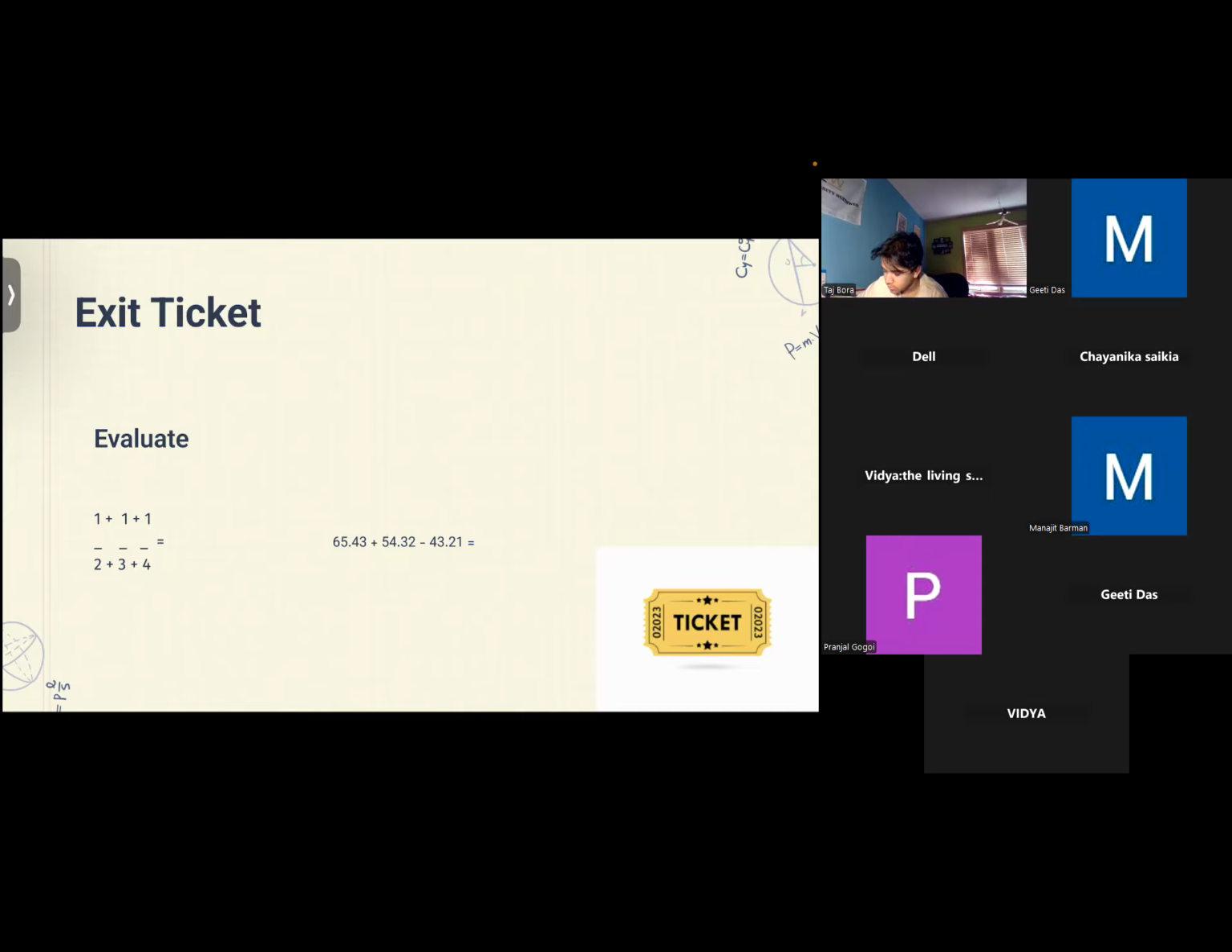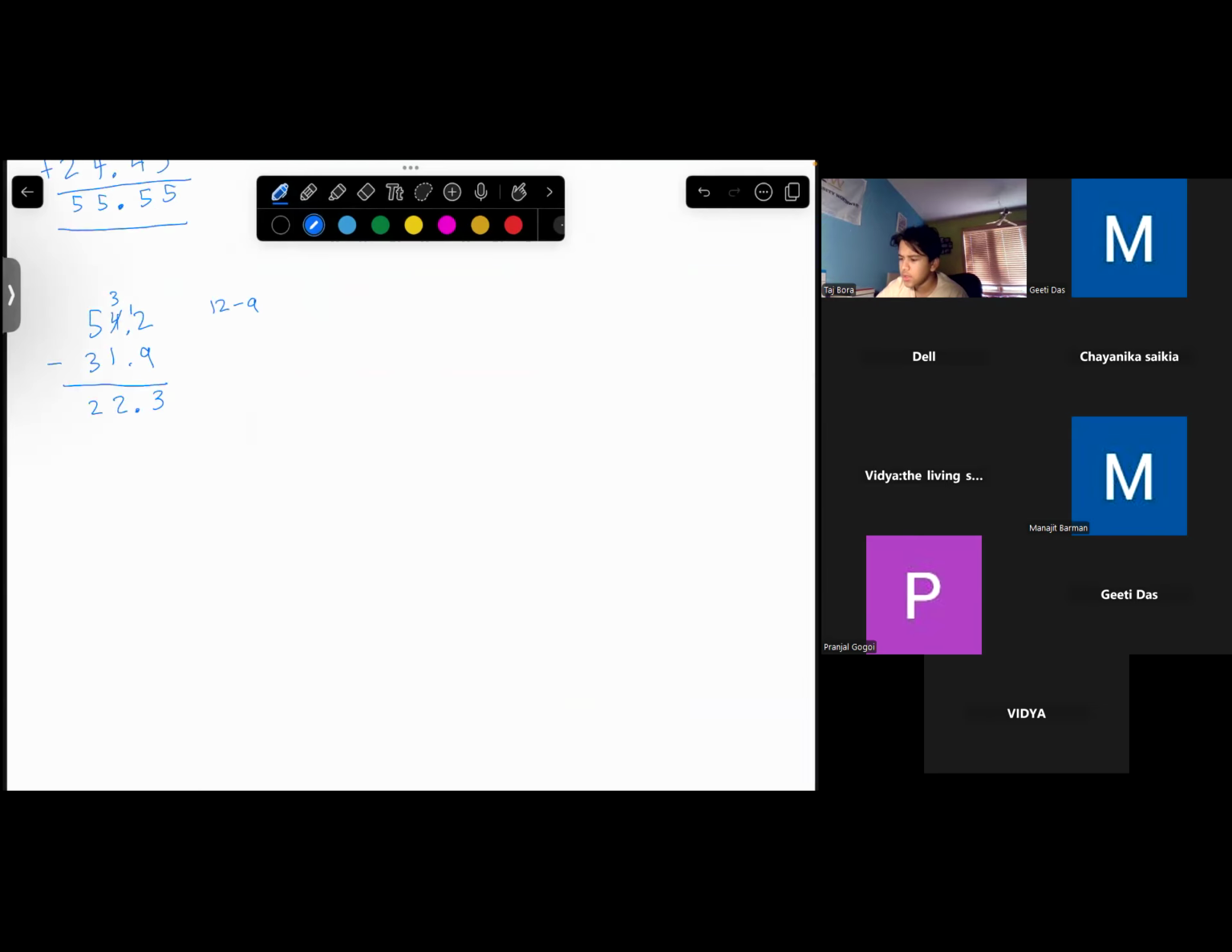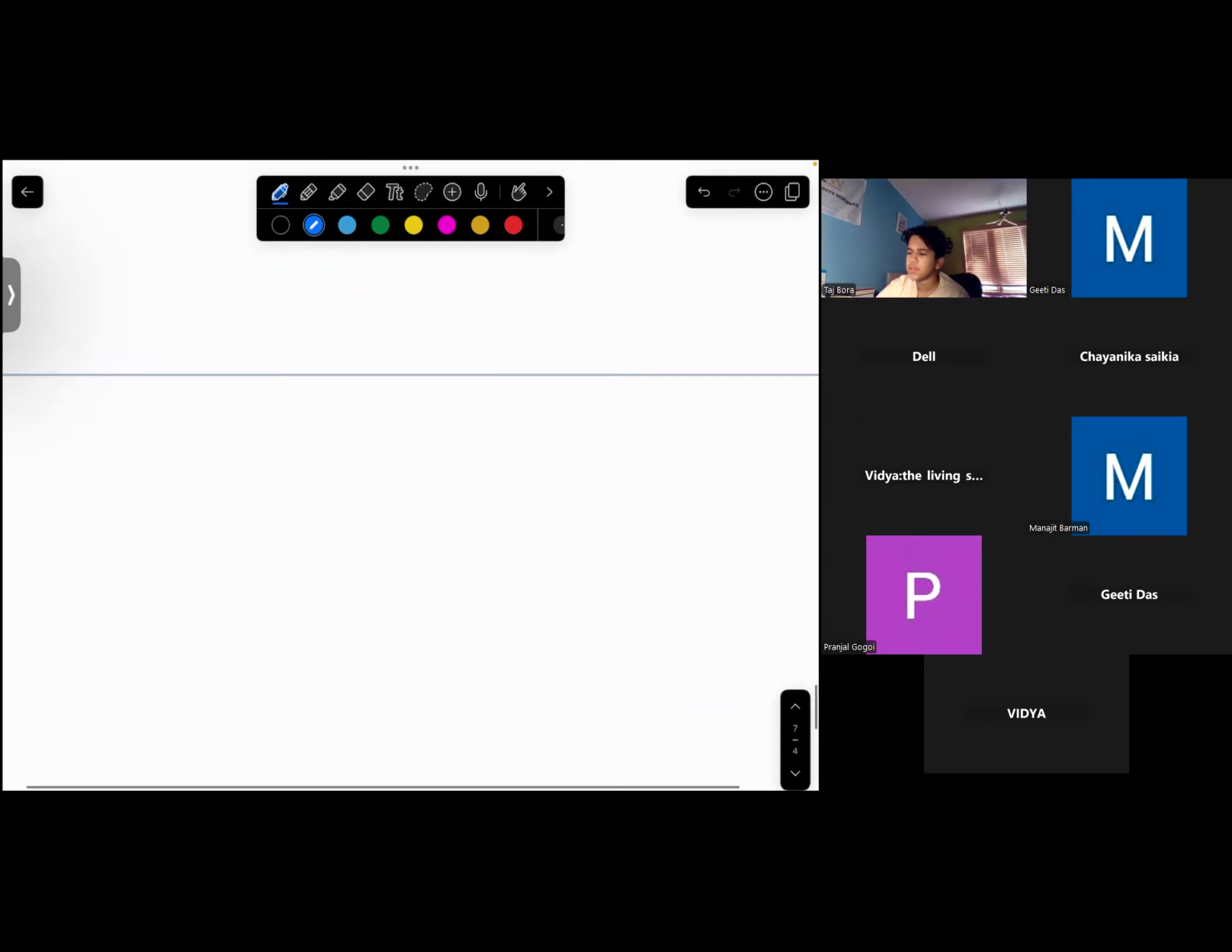Our first one is complete. Okay. Are the other classes complete as well? Or shall we give more time? Okay. So you should have written this down, but I will quickly show the answer to this question. So the first one was asking 1 by 2 plus 1 by 3 plus 1 by 4.